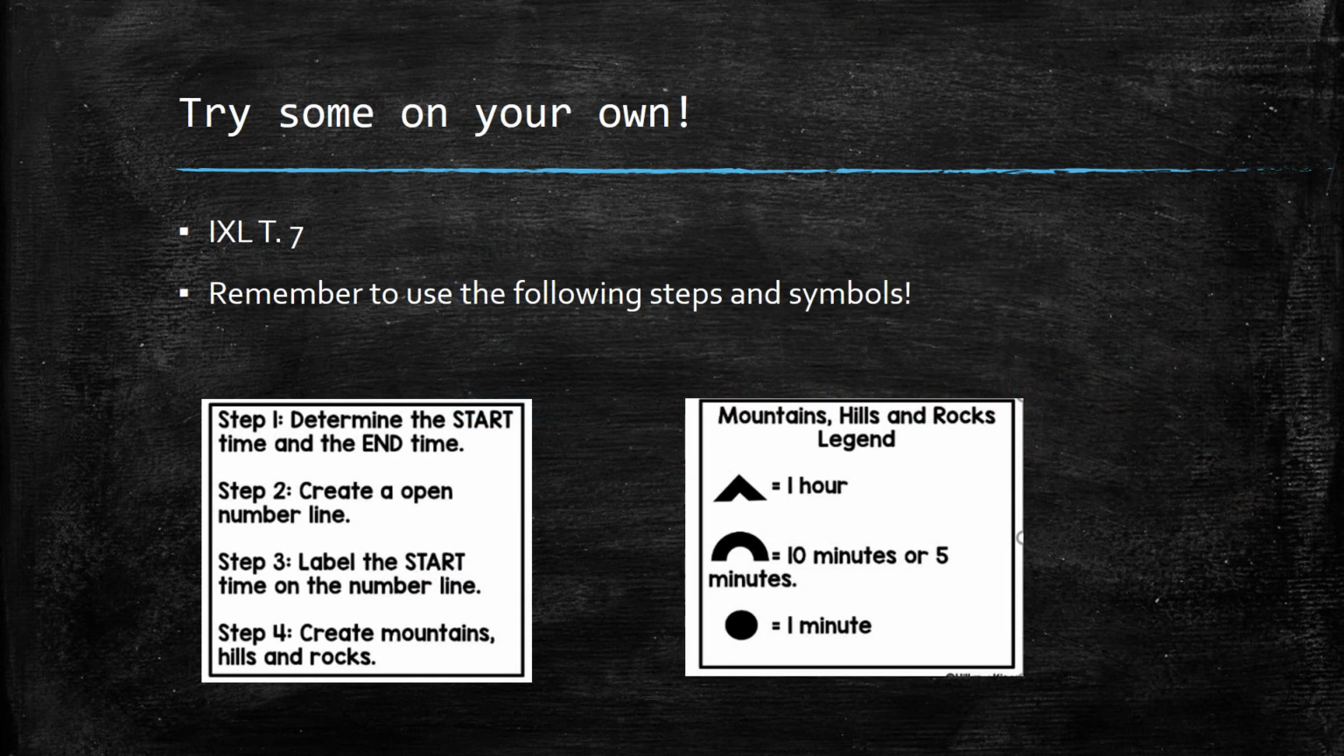All right, you're going to try some on your own on IXL T7. Remember to follow these steps. Get a piece of paper, draw your number line, use mountains and hills. If you need to, write down these symbols before you get started.